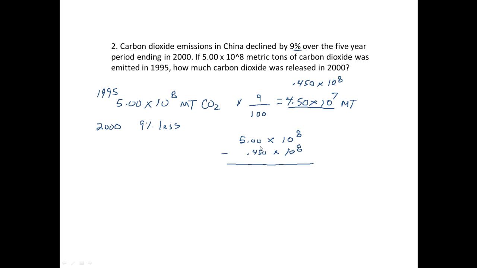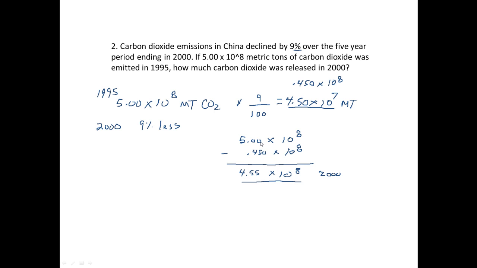So we're going to take this number, 0.450 times 10 to the 8th, and subtract that from 5 times 10 to the 8th, and we get 4.55 times 10 to the 8th. All right, so this is our final answer, 4.55 times 10 to the 8th. So this is how much carbon dioxide was released in 2000.